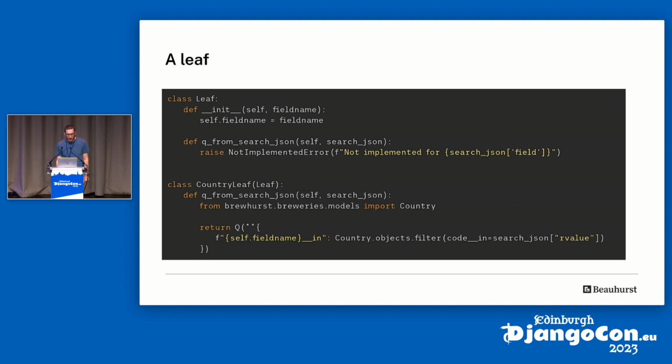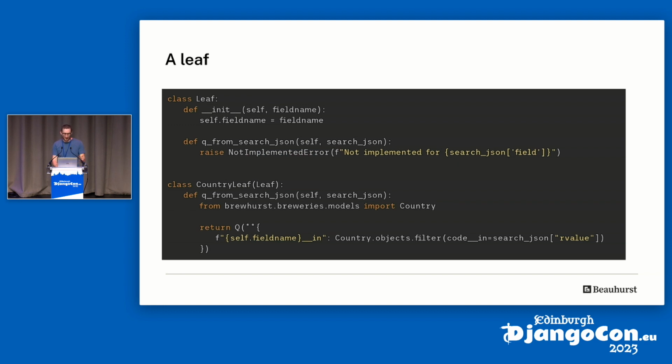And then let's imagine an example of a simple leaf as well. So here we're searching over the country field that we had. And so we just define this Q from search JSON logic, which is going to generate a Q object representation of a particular leaf. We have this field name, and we don't need to worry about whether it should be, for example, just country or brewery__country, because we're doing that subquery thing in order to simplify some of that away for us. So we can always just refer to it within its current model, essentially.